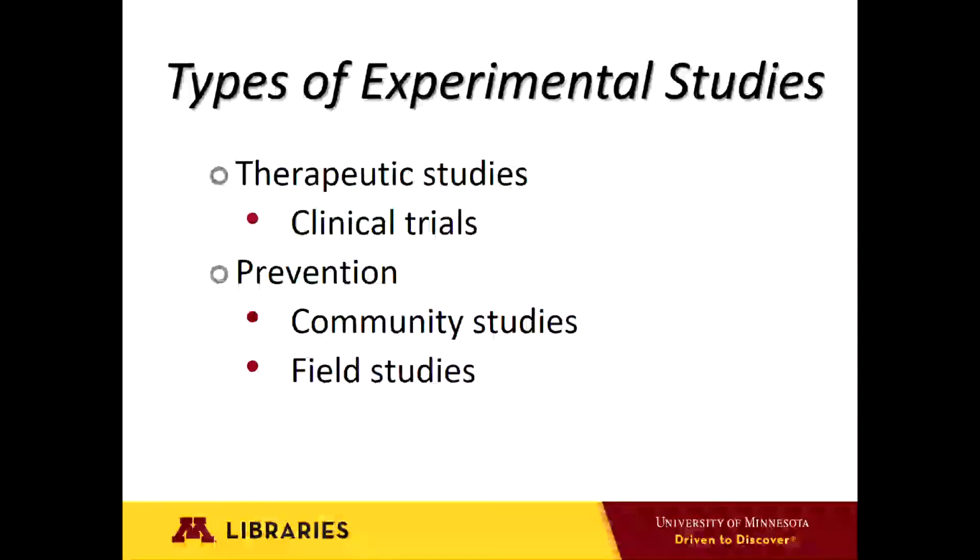Experimental study designs can be divided into 3 broad categories: clinical trial, community trial, and field trial. Clinical trials are also known as therapeutic trials, which involve participants with disease and are placed into different treatment groups. Randomized controlled trials are one type of clinical trial.